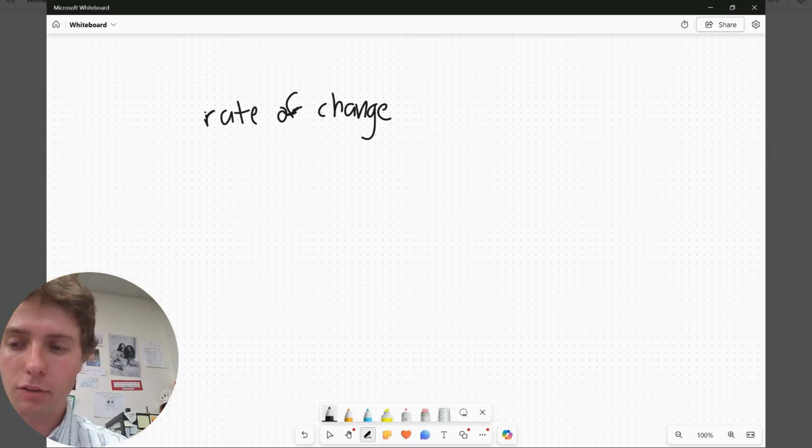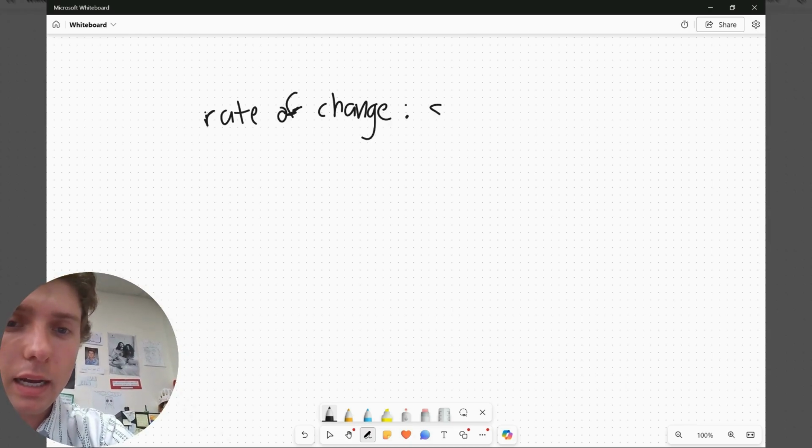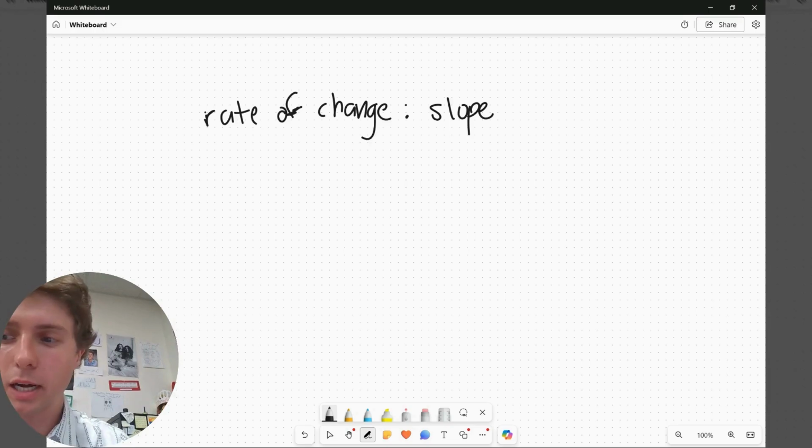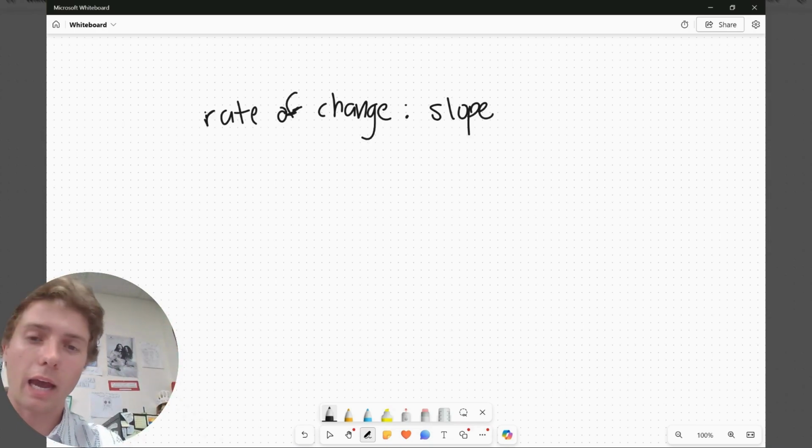Biggest thing is rate of change. We learned rate of change is really just the same idea as slope. Okay, it's very, very similar idea. Slope really just defines linear equations, but rate of change or even average rate of change we can look at for any type of function.